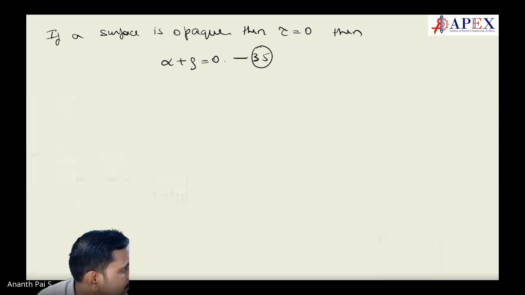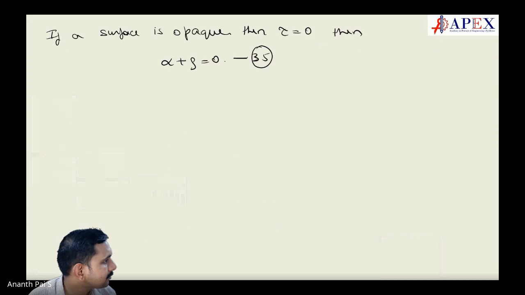Opaque surfaces do not transmit. Absorptivity plus reflectivity should be equal to 1. Opaque means where transmissivity is equal to 0. Make sense? Have I done any blunders here? No, I suppose. Correct me. Next.